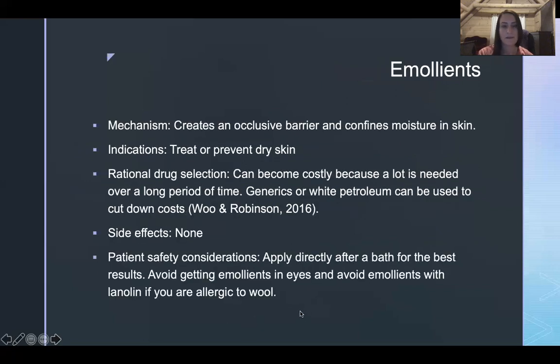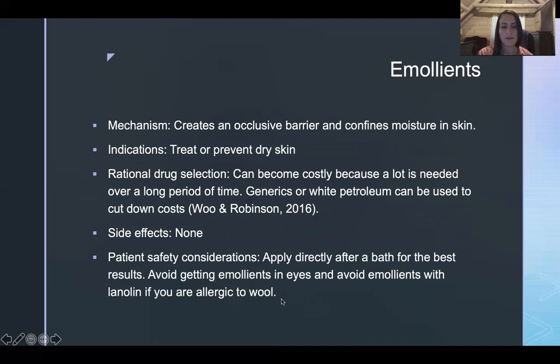Emollients, mechanism of action: creates an occlusive barrier and confines moisture in the skin. Indications: treat or prevent dry skin. Rational drug selection: it can become costly because you have to buy a lot and all the time. Generic equivalents are good to use, or white petroleum can be used to cut down the cost. There are no side effects.